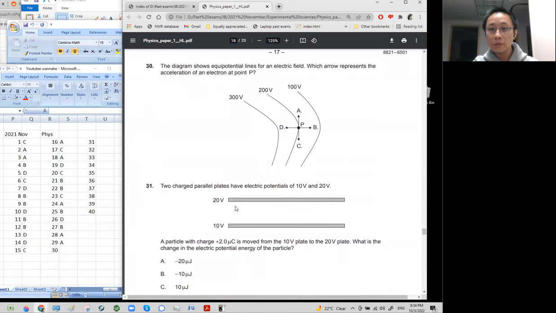Question 30 is about electric field. Which arrow represents the acceleration? Well, the electric field line should be perpendicular to the electrical potential lines, which I'm guessing it should be either B or D. And then they want an electron, which is negatively charged, and the electron should accelerate towards higher potential. Therefore, the answer should be clearly D.